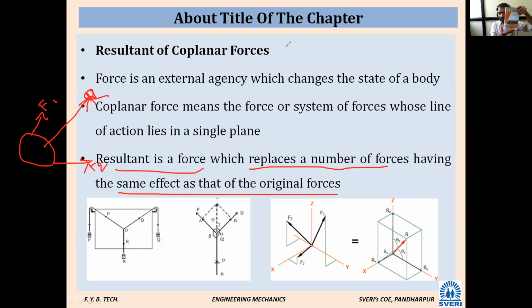So the force going vertically is called the resultant force. What does resultant force mean? Resultant is a force which replaces. What does it replace? This force F1 and force F2. It replaces the force of both of them. That is called your resultant.